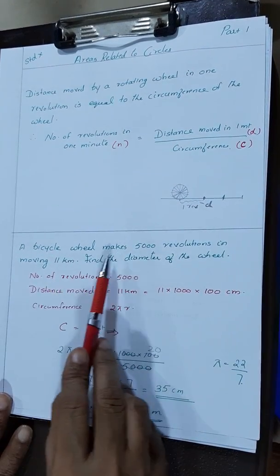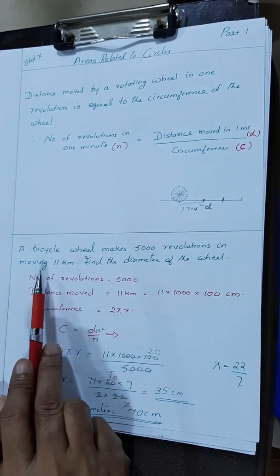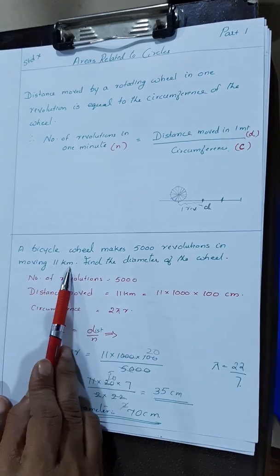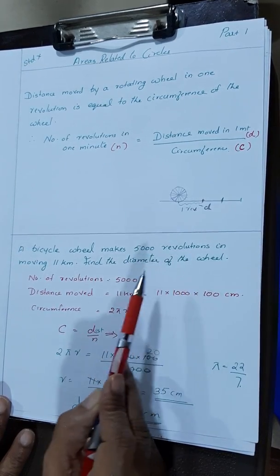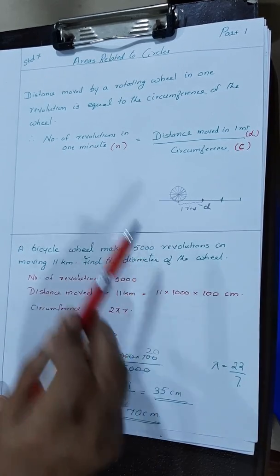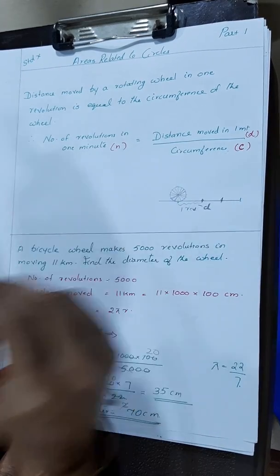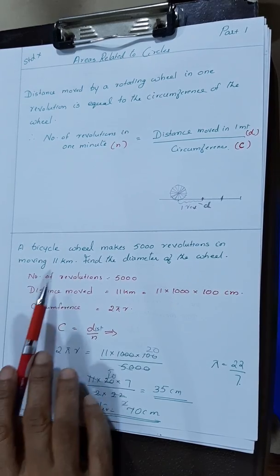Here it is given, the wheel makes 5000 revolutions in moving 11 kilometers. So the total distance moved is 11 kilometers and it makes 5000 revolutions. We have to find the diameter of the wheel. So we find the circumference using this formula. We will find the circumference, 2 pi r, and from that you get the radius, and from that you can find the diameter of the wheel.